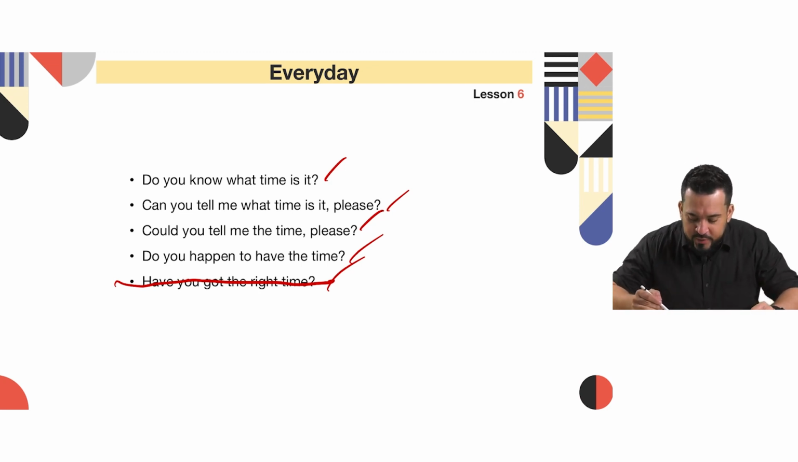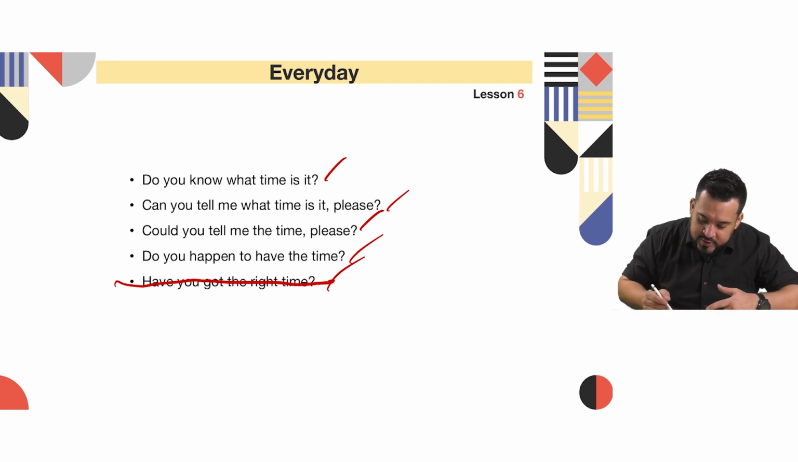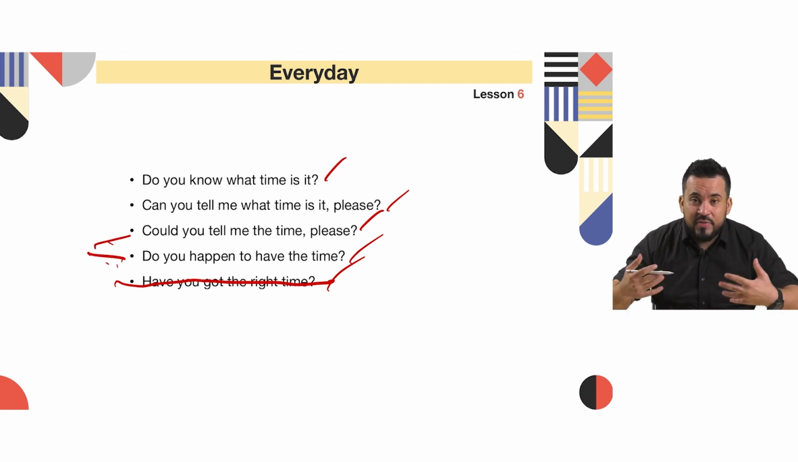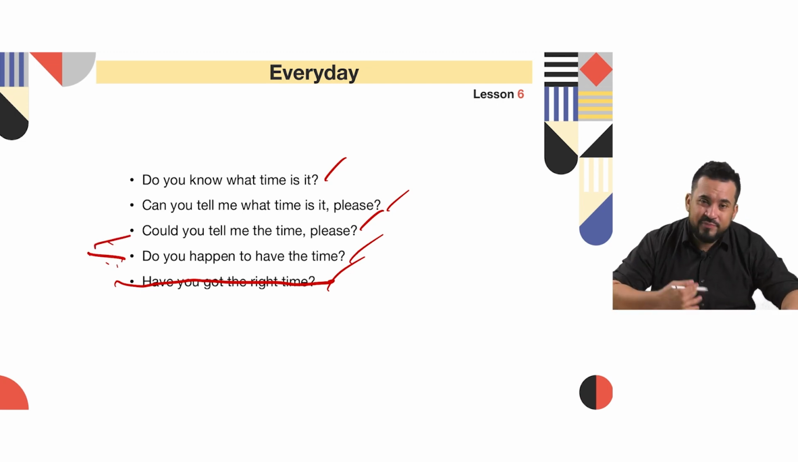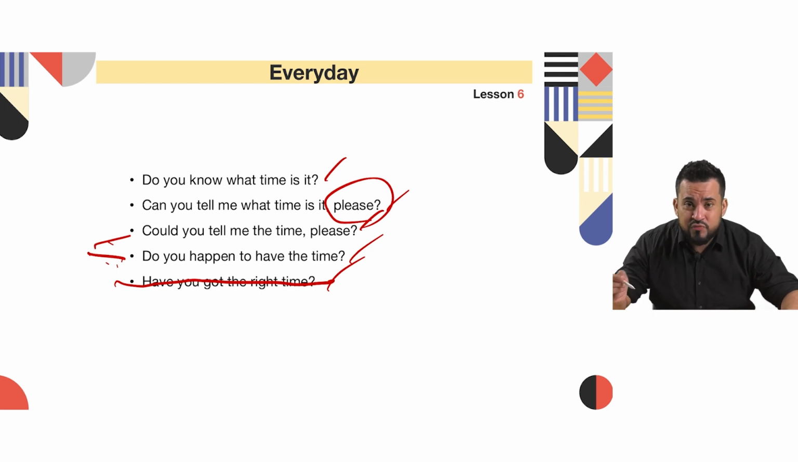The last two are very formal. Could you tell me the time, please? And do you happen to have the time? This is formal, extra polite. This one is good because you add please. You should always remember to say please and thank you, okay? Because people are a bit touchy. Don't forget your pleases and thank yous.